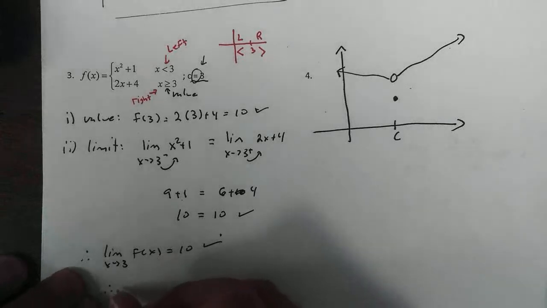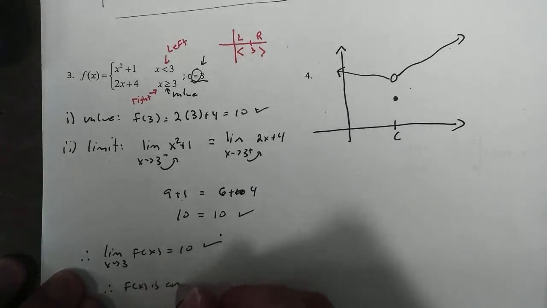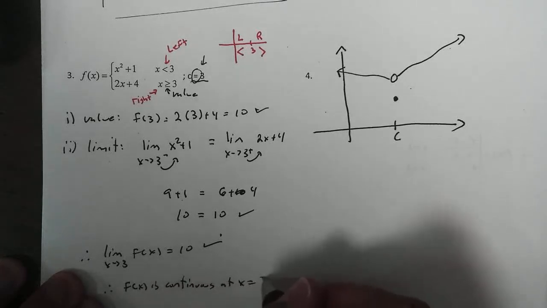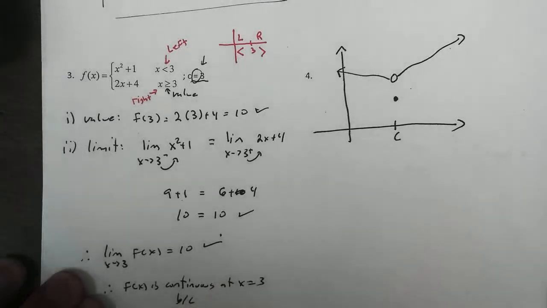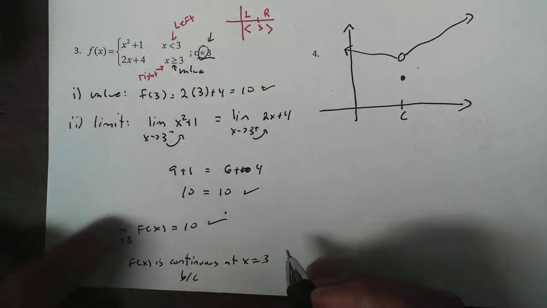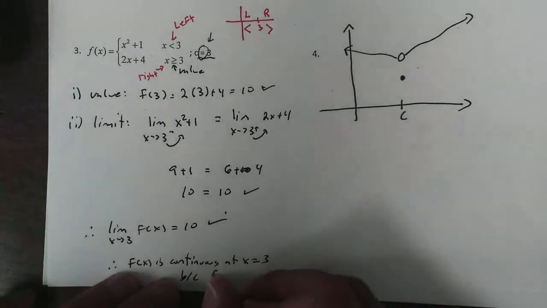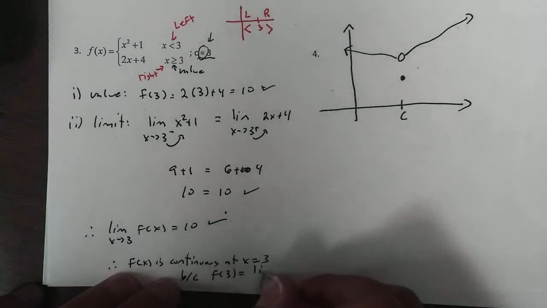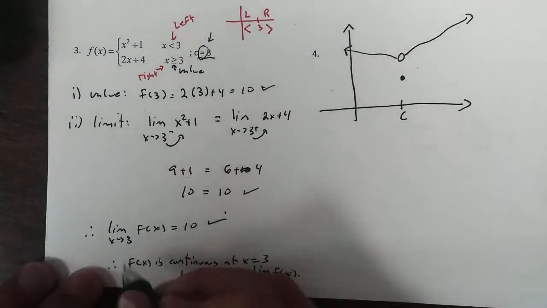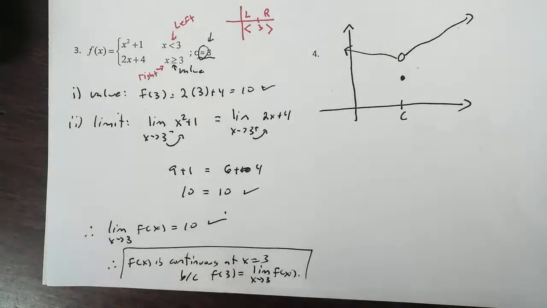So therefore, now we can say our answer: f of x is continuous at x equals 3 because the value and the limit are the same. f of 3 equals the limit as x approaches 3 of our function. And there's our answer right here.